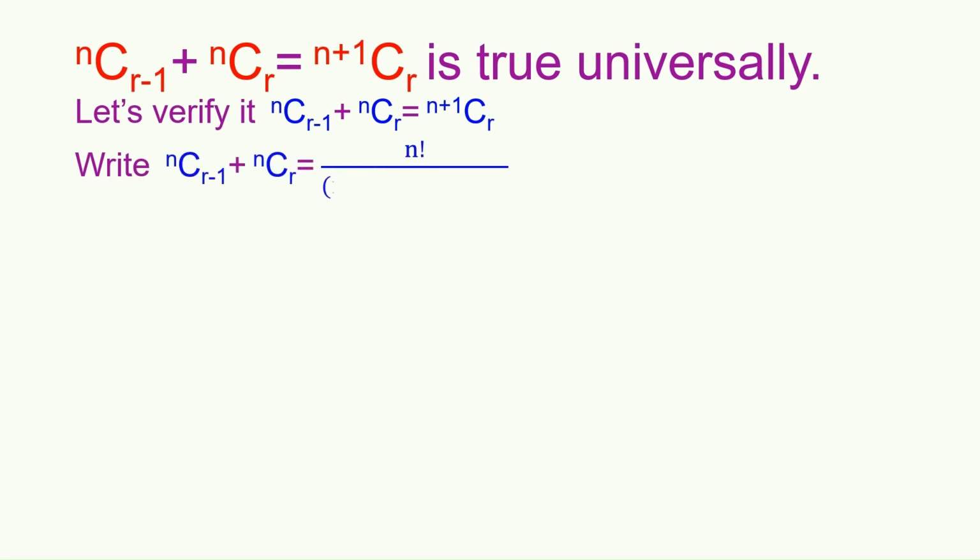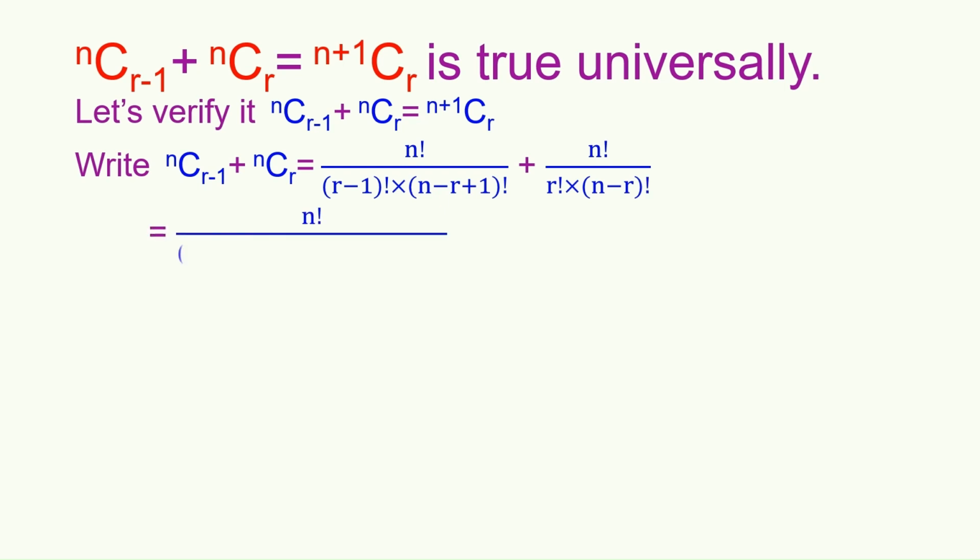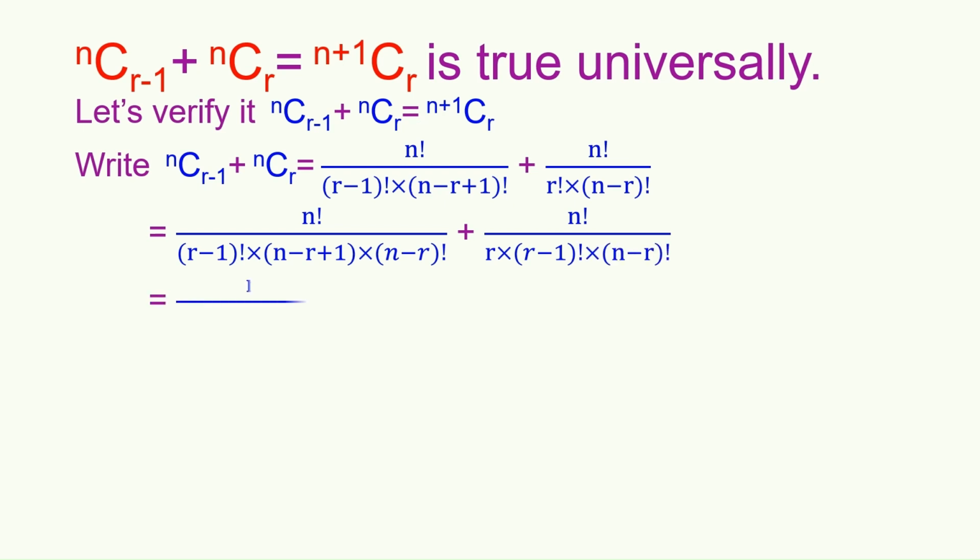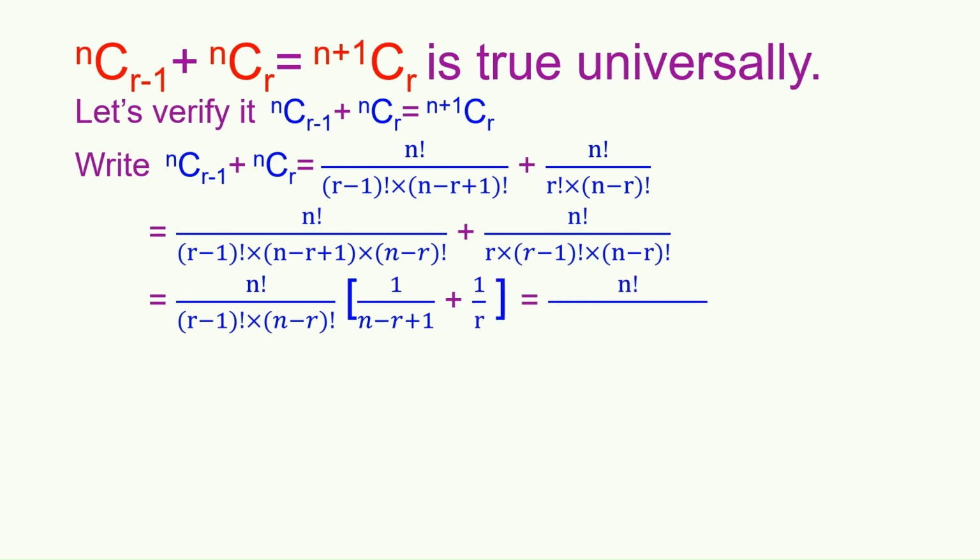Write nC(r minus 1) plus nCr equals factorial n divided by factorial r minus 1 divided by factorial n minus r plus 1, plus factorial n divided by factorial r divided by factorial n minus r. Open the factorials in the denominator and take out common factors and solve the bracket first. Factorial n divided by factorial r minus 1 divided by factorial n minus r, in bracket 1 by n minus r plus 1 plus 1 by r, bracket closed.